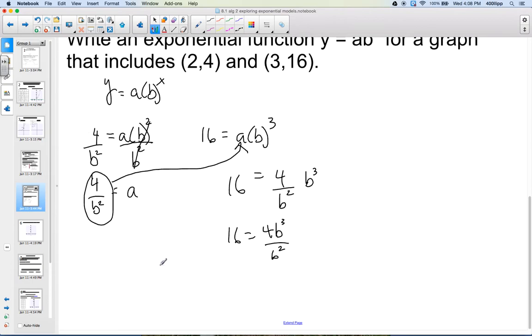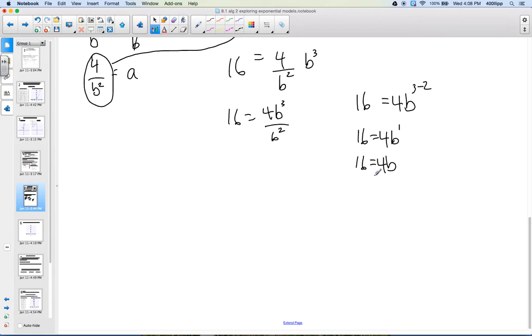Which also means if I have the same variable here, b and b, as my base, and I'm dividing, I'm going to keep the base and subtract the exponents. 3 minus 2 is a 1. So this is b to the first, which is the same as b. And then I'll just divide both sides by 4 and get b is equal to 4. So b is equal to 4 here.